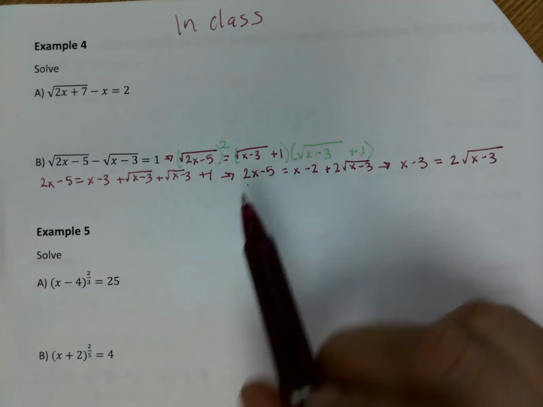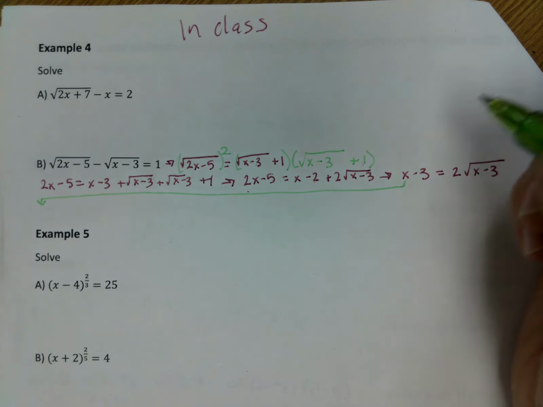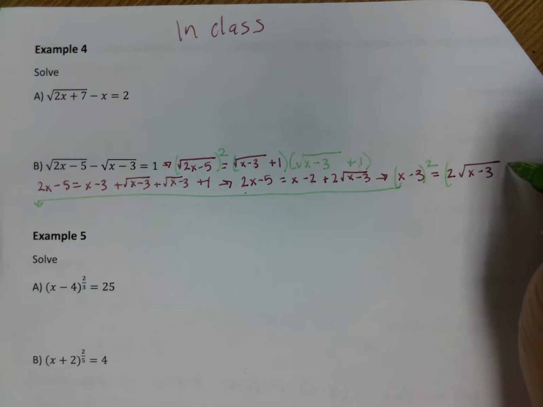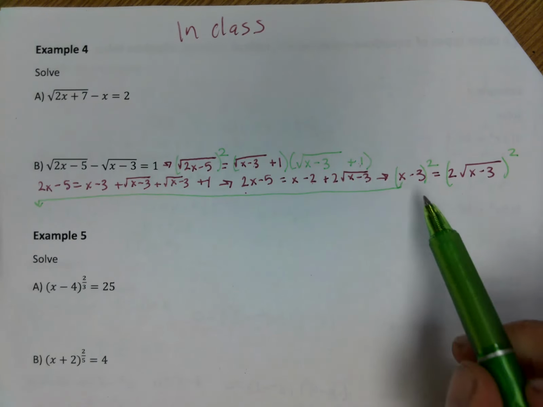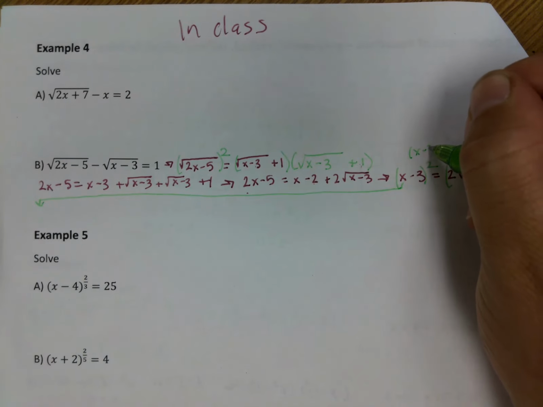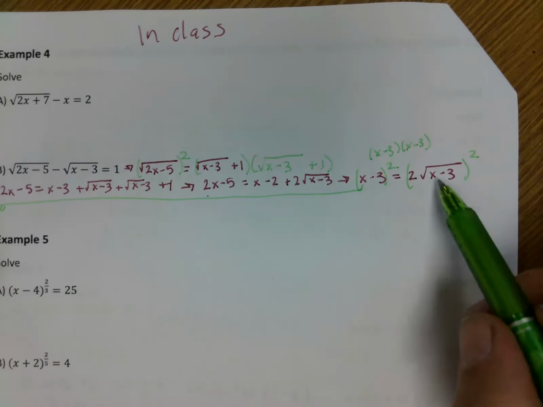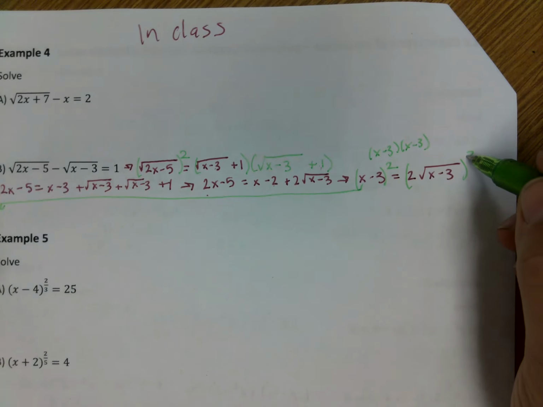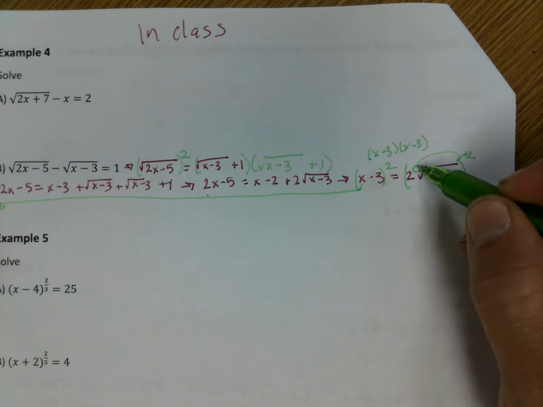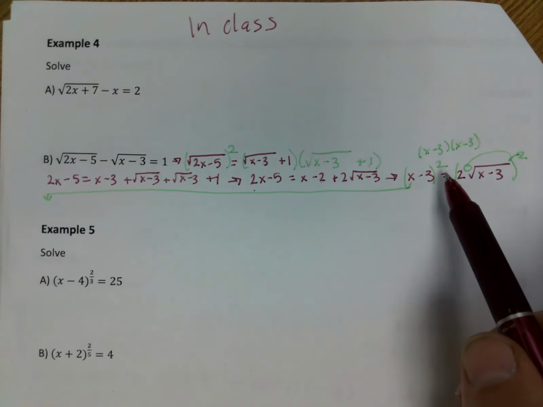Now it's the same type of thing that I'm doing over here. So I'm going to square this side. That means I'm going to square this side. Now again, you have to be careful with that, because what we're actually doing there is x minus 3 times x minus 3. Also, you have to be careful with this. When I distribute this here, that will cancel that root, but I still have to remember to distribute it to this 2.